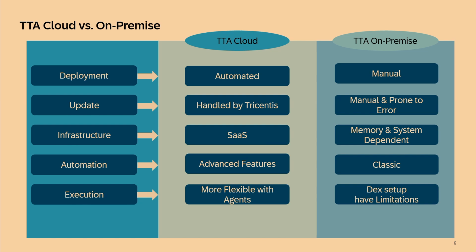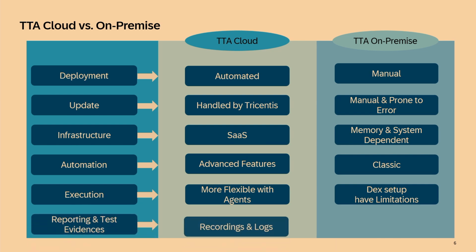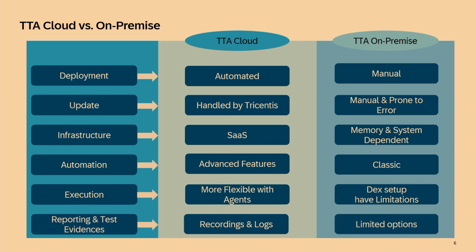Test execution, with the possibility to find agents and install agents, for instance, on virtual machines. You have a high flexibility working with that, and with the distributed execution setup, there were some limitations that are not available anymore. Reporting: we have some advanced reporting features. So recording provides logs and so on in the cloud. And here in the on-premise world, it was quite limited.